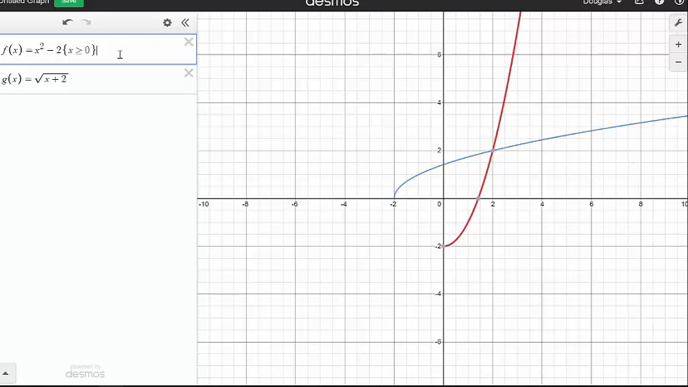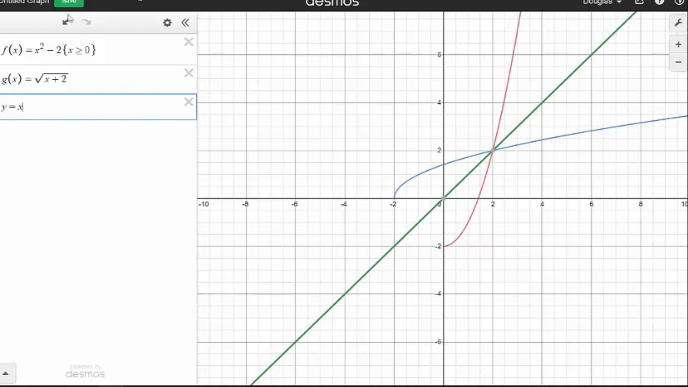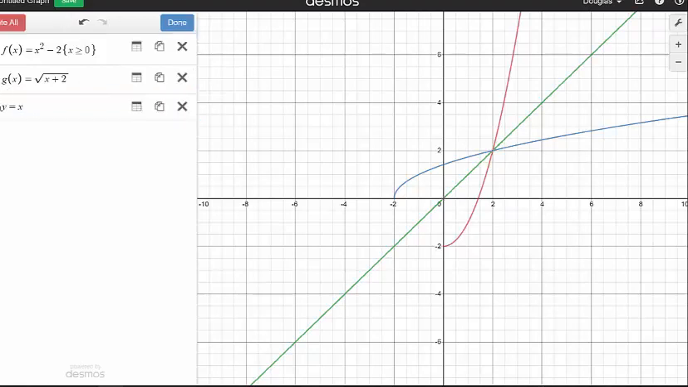And so now we've got this strange symmetry appearing again. y equals x right there. Now isn't that something? I wonder if that's going to be important later.